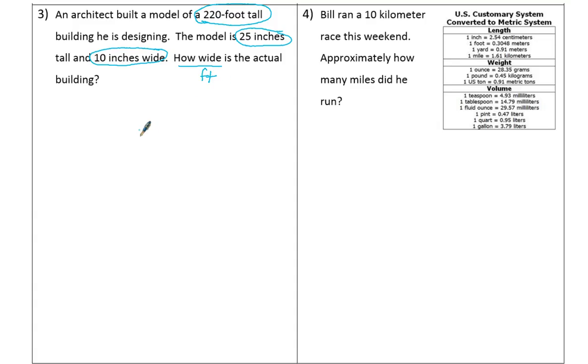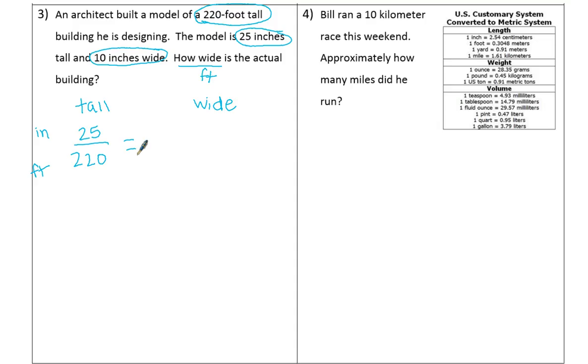So the way we're going to set up these proportions is tall versus wide measurements. And that's going to help us because we're going to put inches and then we're going to put feet. So how many inches tall is his model? It says it's 25 inches tall. So we're going to put 25 over how tall the building really is, and that's 220. So that's something that we know. That's our scale factor. 25 inches is equivalent to 220 feet.